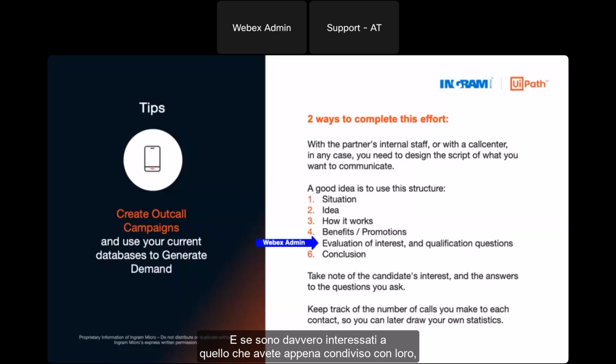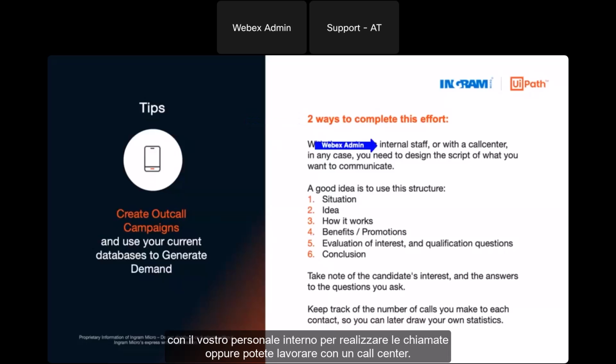And if they are really interested in what you just shared with them, if they have a similar initiative in their organization, or if they have the budget, if they are the decision maker. Okay, now you have two options in order to complete this effort. You can work with your internal staff for that calling process, or you can work with a call center.